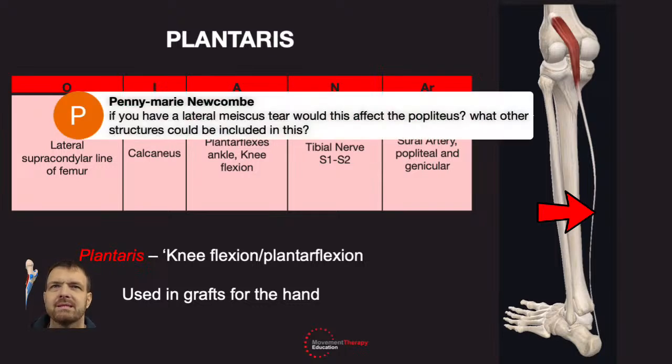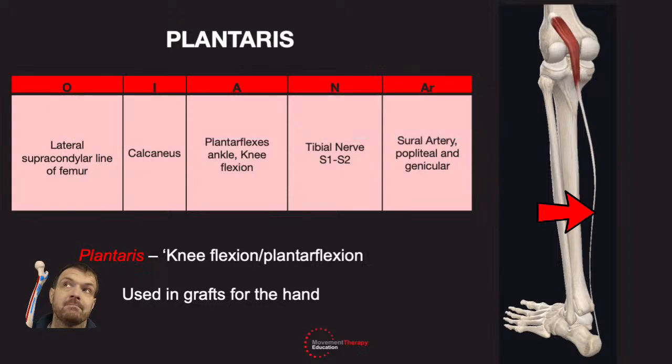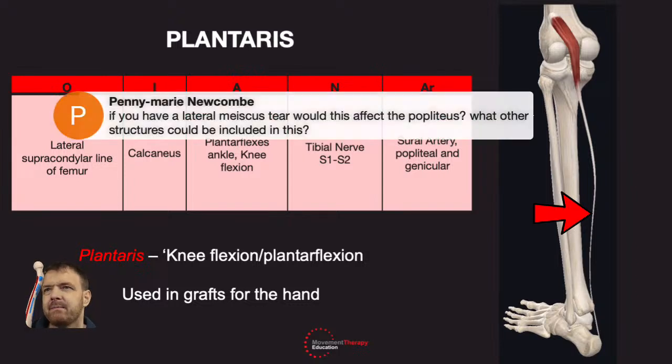If you have a lateral meniscus tear, would this affect the popliteus? What other structures could be included in this? Possibly. Yeah, it depends on where the injury is, I would say. So if it was directly related to where the popliteus attached to the meniscus, then yes, yeah.